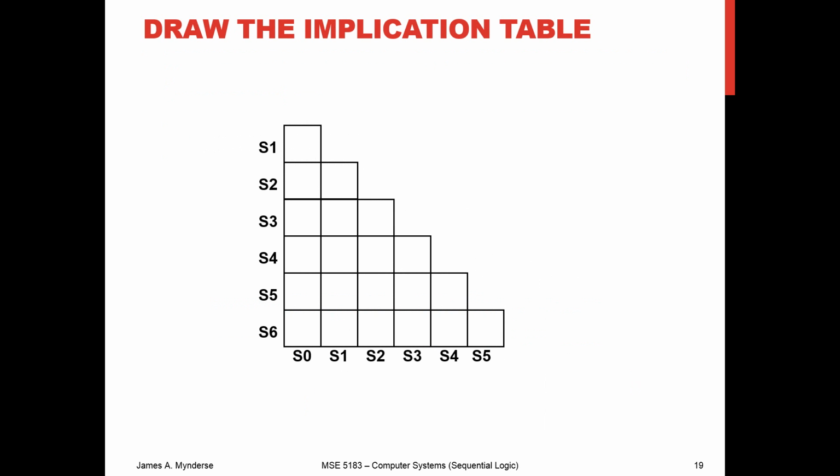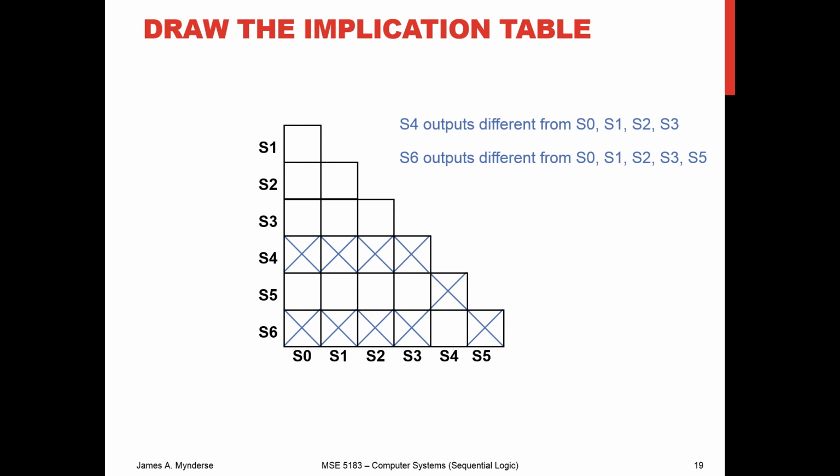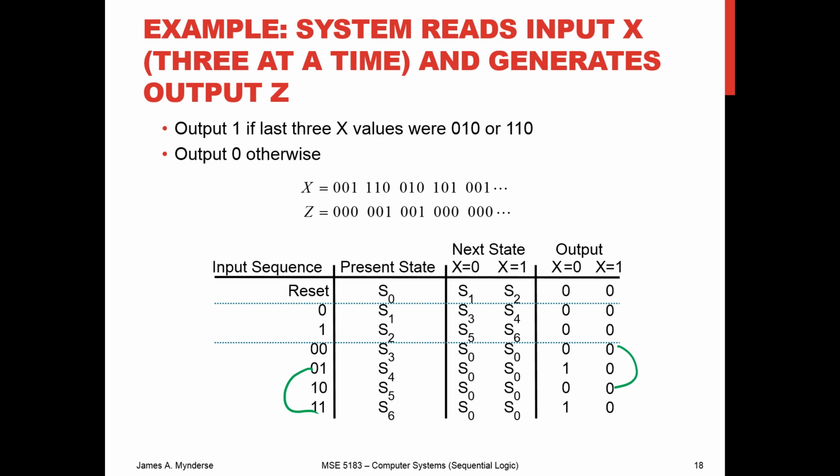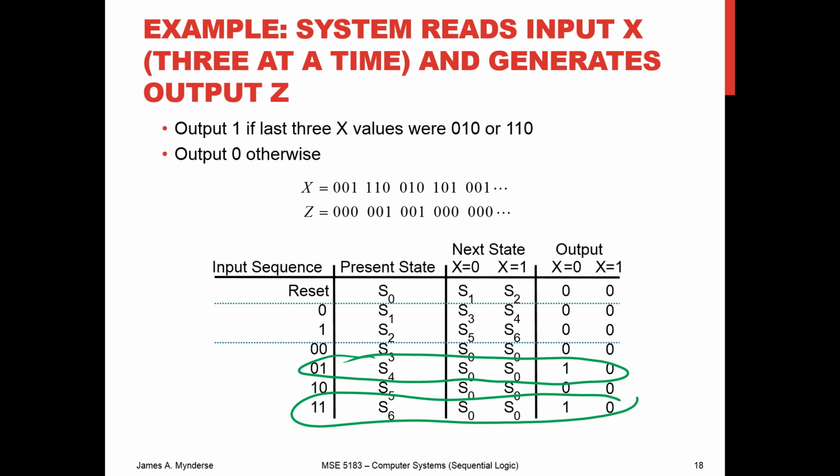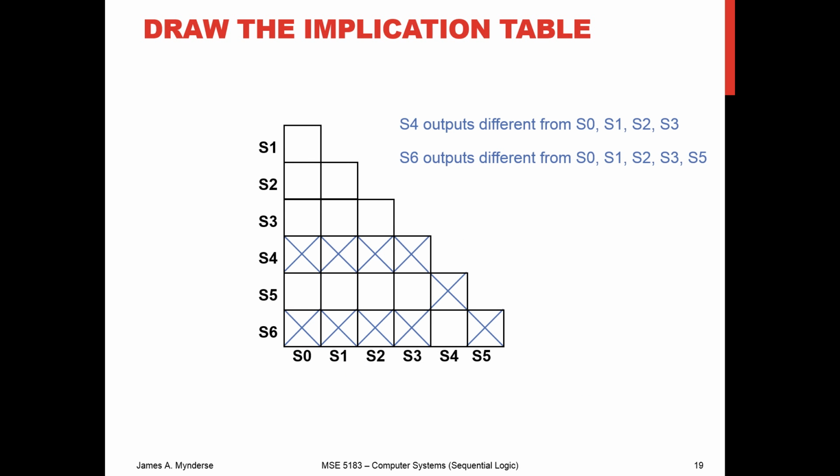Here's our implication table. So right away, I know that S4 has different outputs from S0, S1, S2, S3. Flip back here so you can see it. S4, this one, has different outputs from everything other than S6. S6 has different outputs from everything other than S4. So, because we have outputs that are different, then we put in the X's. Because right away we know if the outputs are different, they're not equivalent states.